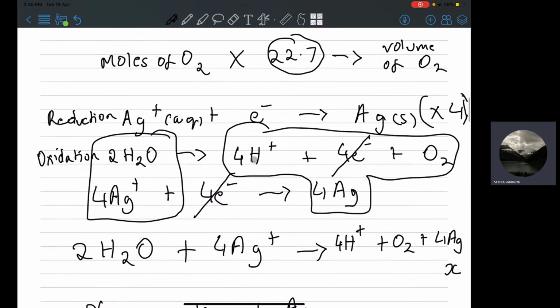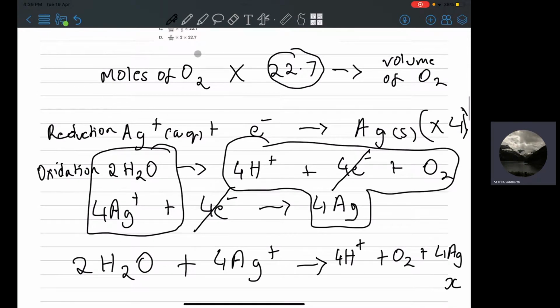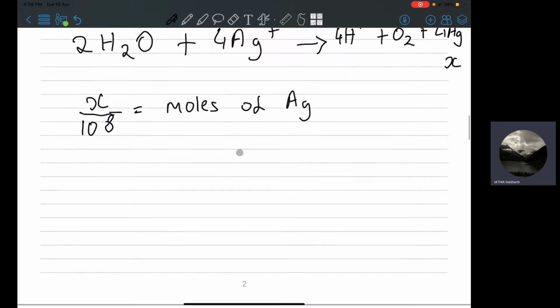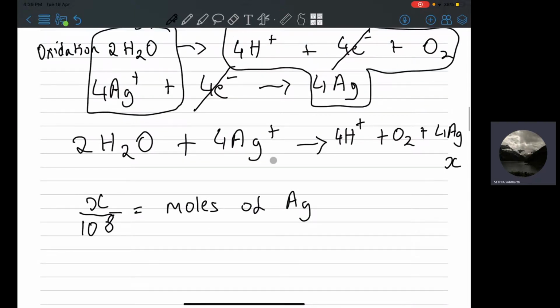Now, what did I tell you earlier? Our equation, we need to find out the number of moles of O2. We know the number of moles of silver that have been formed. Now, the next part is really quite simple.